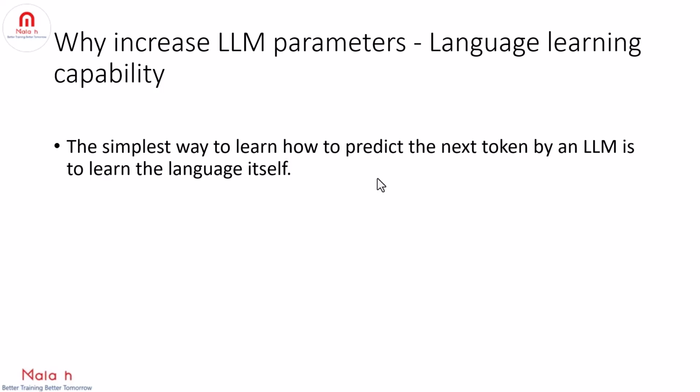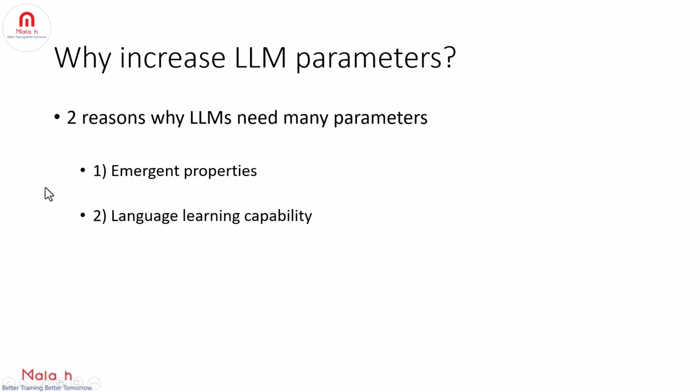In order to understand the language, that means they understand the form, that is the grammatical construction and meaning of it. So learning a language is not an easy thing, right? That's why LLMs need more parameters. And there is another aspect called fine tuning, but we will come to that later. So two reasons why LLMs need many parameters: the first one is emergent properties and the second one is language learning capability. As they increase the number of parameters, they saw the accuracy increase, and also the LLMs try to understand the language itself as they increase the parameters.